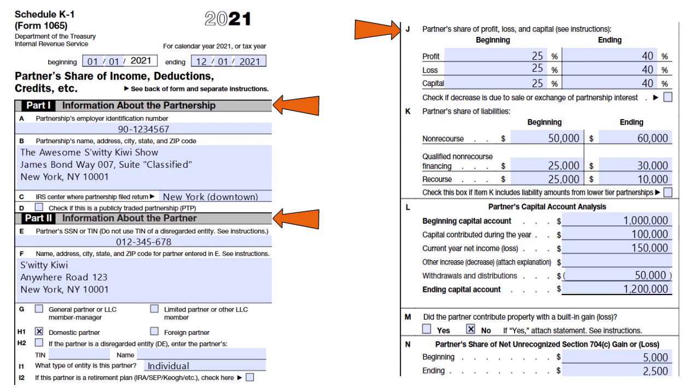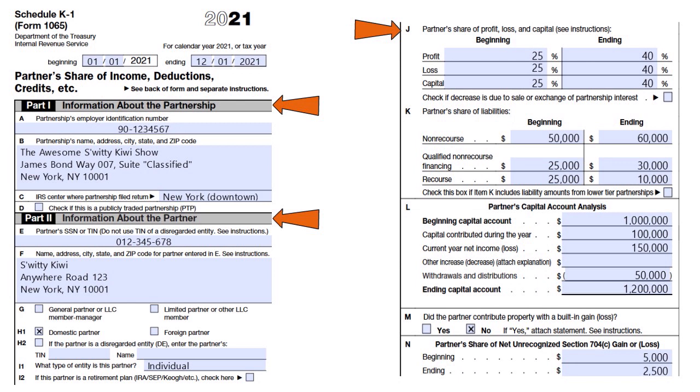And the same thing here. So your beginning shares of your profit, loss, and capital are at the beginning of the year and at the end of the year. So we saw that there has been a jump in partnership equity share during the year. So we started at 25 and we ended at 40%.